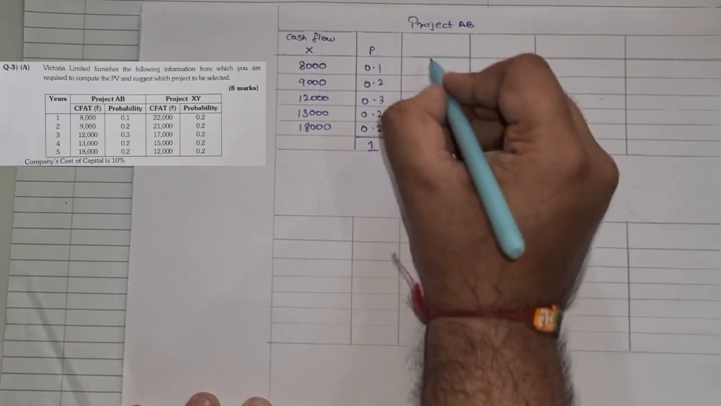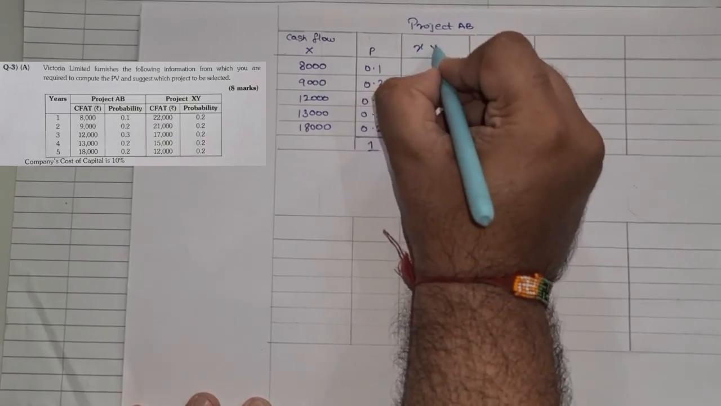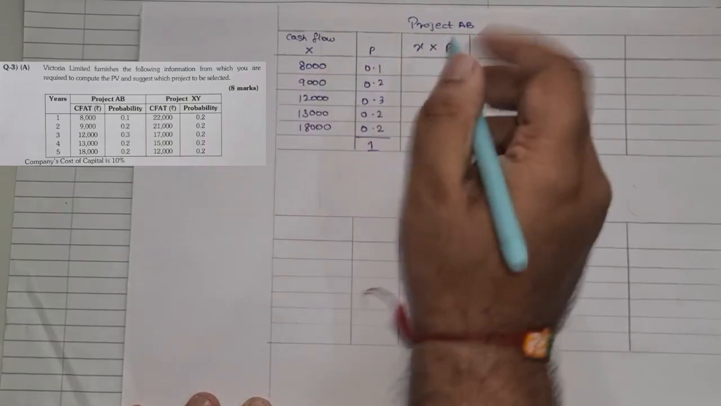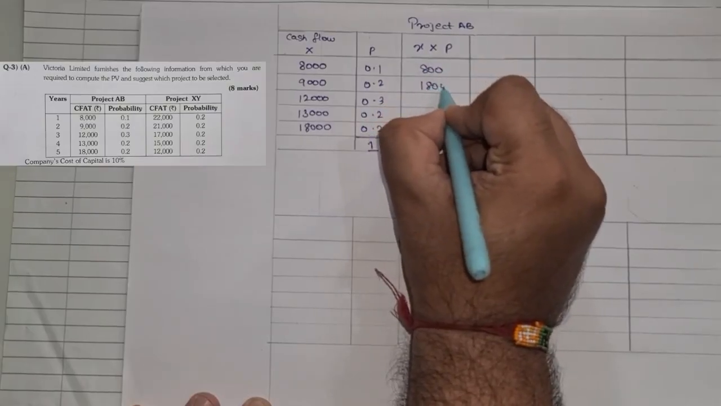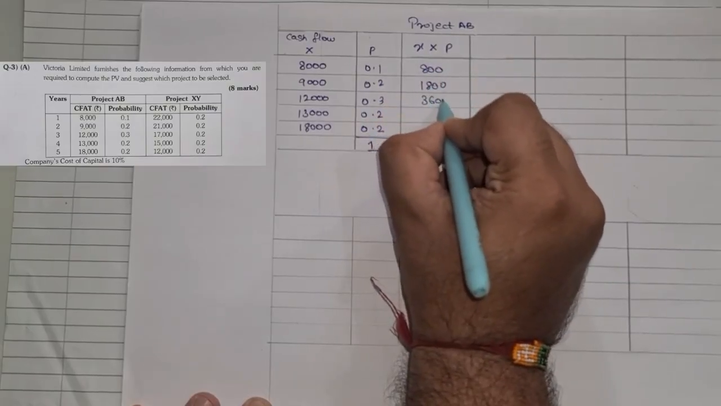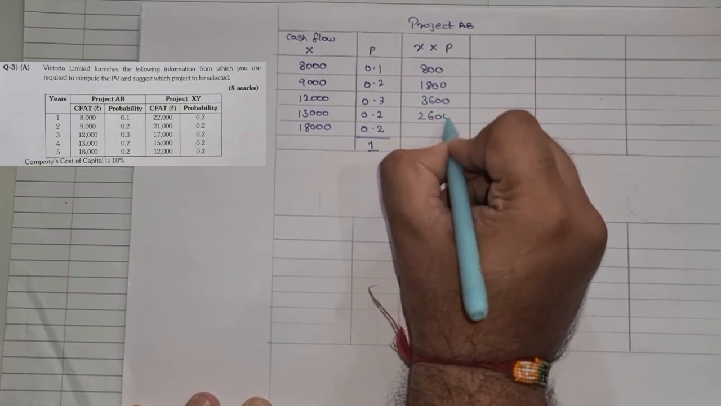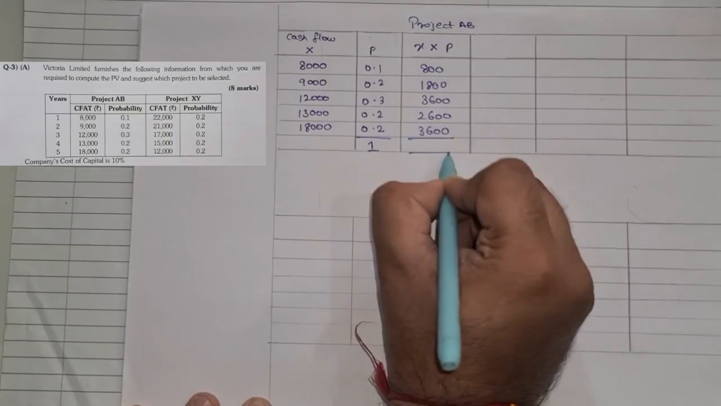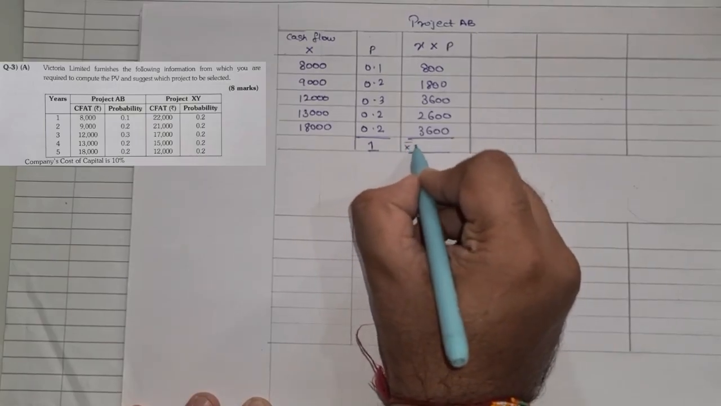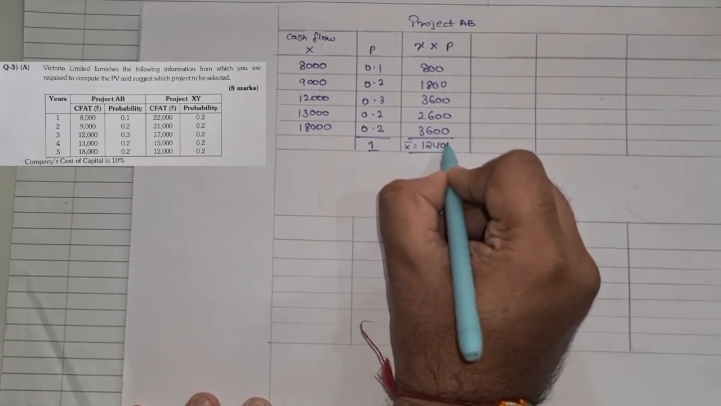Okay, the next I need is X into P. So we will multiply them. I get that as 800, 1800, 3600, 2600 and 3600. The total is nothing but X bar, which is 12,400.